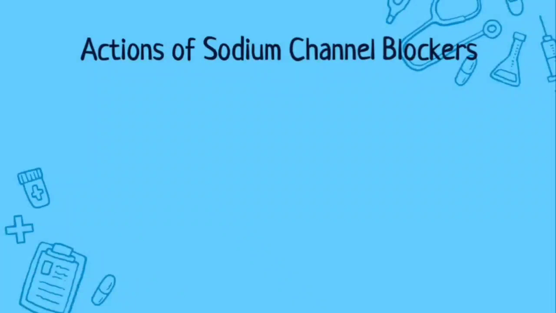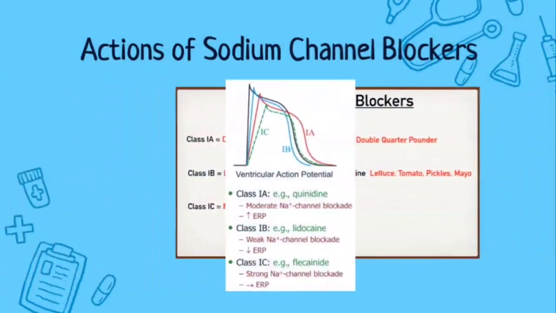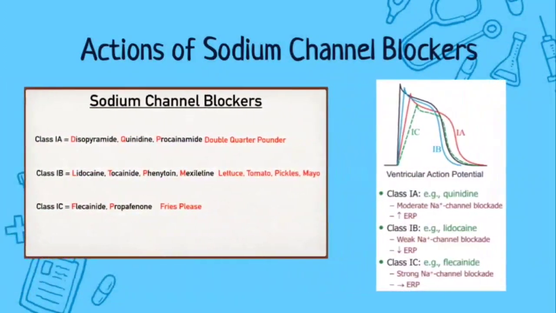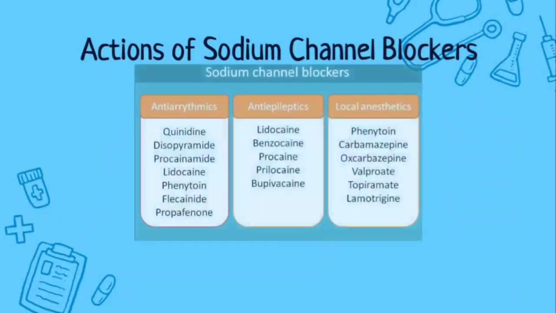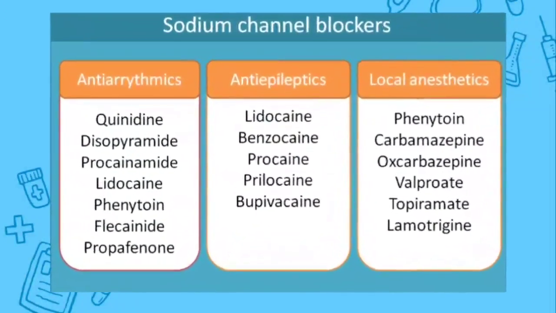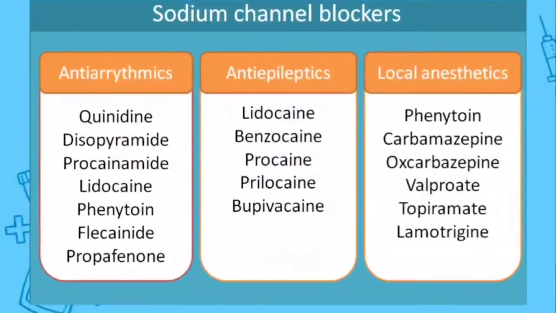So, let's move to actions of sodium channel blockers. Let us know these actions of sodium channel blockers. These are a class of drugs that act by inhibition of sodium influx through cell membranes. Blockade of sodium channels slows the rate and amplitude of initial rapid depolarization, reduces cell excitability, and reduces conduction velocity.